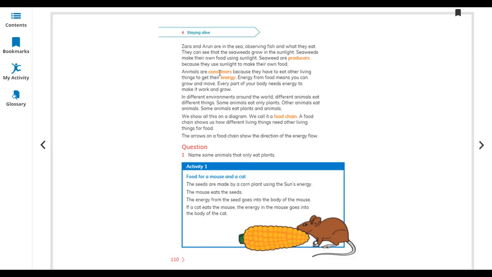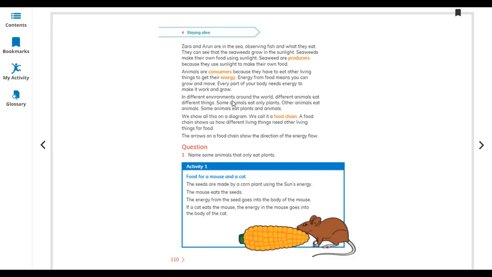Animals and humans are consumers, so we are also consumers. Why? Because they have to eat other living things to get their energy. So we are eating plants, we are eating animals to get the energy. So we are consumers. Producers are only plants. Energy from food means you can grow and move. Every part of your body needs energy to grow and to work.